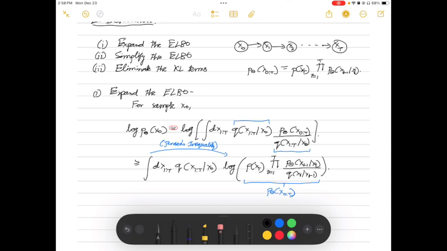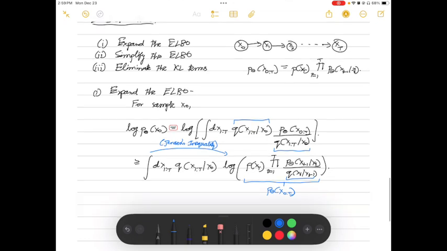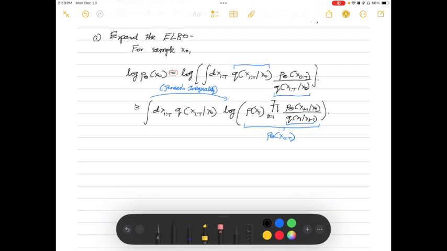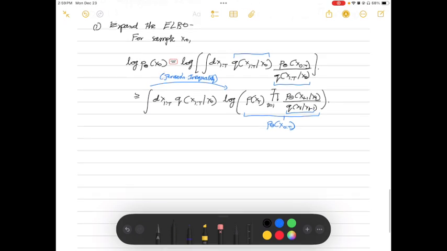So that's what we did, and we also expanded q of xt in the same way. So this term was also expanded in the same way as was the joint inside the product. Okay, so that was what we did. Now let's move on to the next step.